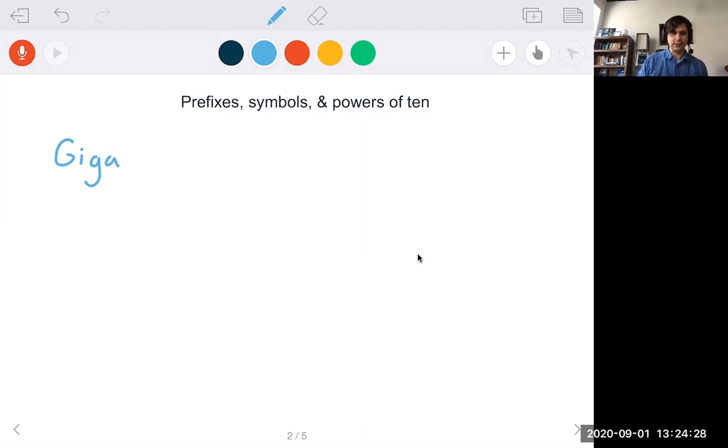giga. And the way I'll do this is I'm going to write the prefix, and then I'm going to write what the symbol is, capital G, and then I'm going to write what power of 10 it is. 10 to the 9th equals 1 billion. So I can write it in scientific notation. Anytime you see giga, you're talking about 10 to the 9th of something, 1 billion of something. A very large amount of that thing, whatever it is that we're measuring, whether it's meters or hertz or seconds.